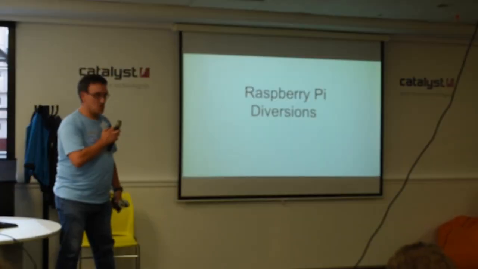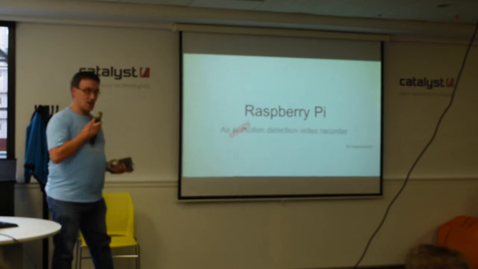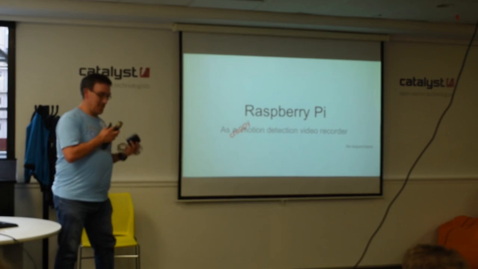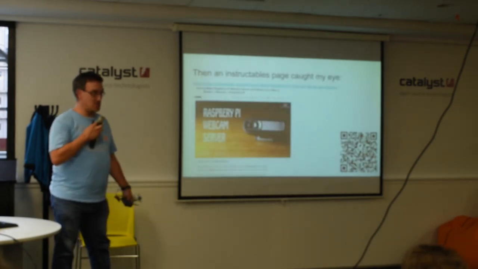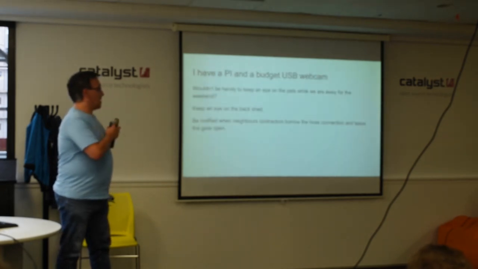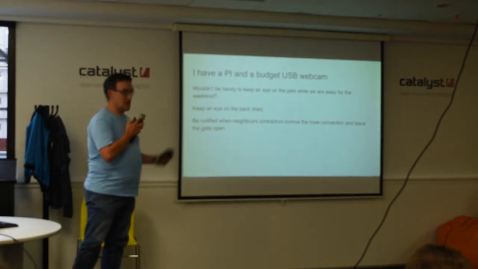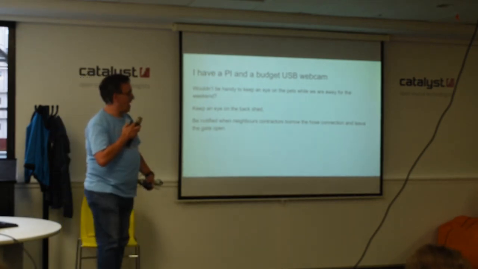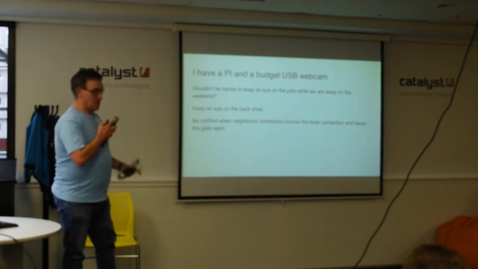So, who doesn't have a Raspberry Pi? I decided to have a motion recorder and found a page that seemed to be easy. And thought, you can keep an eye on the shed. The neighbours used to borrow the hose and leave the gate open so the dog used to get out. Be good to be able to point at who it was.